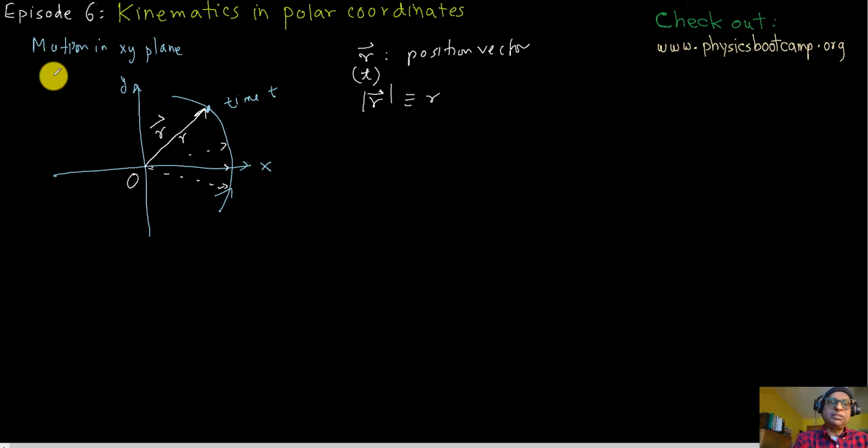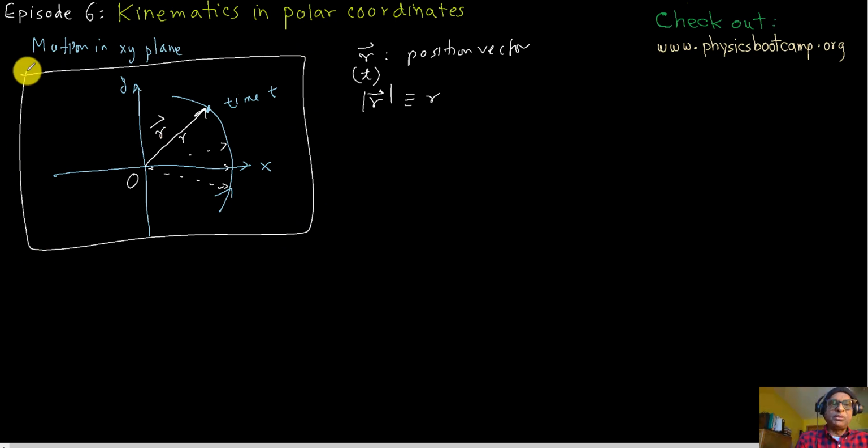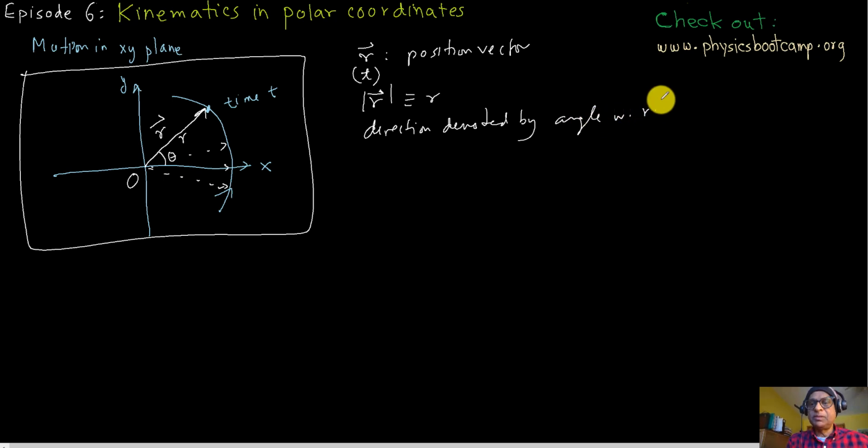And because this is in a plane, for direction we just use this angle, denoted by this angle with respect to the positive x-axis, angle theta. These r and theta are called polar coordinates. r and theta are polar coordinates.